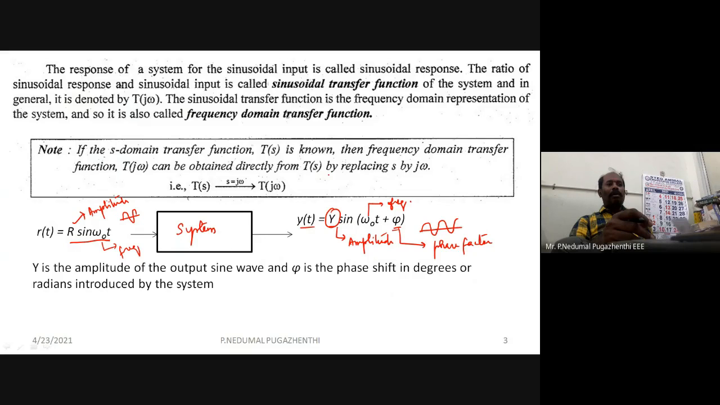The actual transfer function can be denoted as a sinusoidal transfer function by replacing s with j omega. For example, you have a G of s, H of s term. If you replace s with j omega, G of j omega, H of j omega can be called the sinusoidal transfer function.